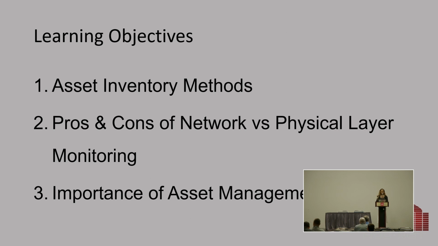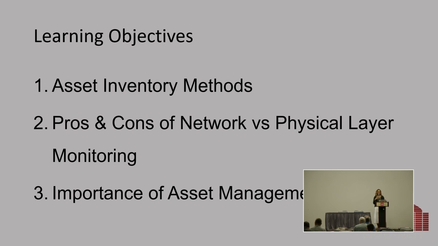It's about understanding the different capabilities. I'm not here to call out vendor names, but we're going to talk about the different methods that are used. I'm going to talk about the pros and cons of network versus physical layer monitoring. Of course, I'm talking about the OT network. Some of these tools monitor the OT network, and there are benefits to that and also some drawbacks. And then there are some tools that monitor the physical layer of the industrial processes, and there are also pros and cons to that as well.